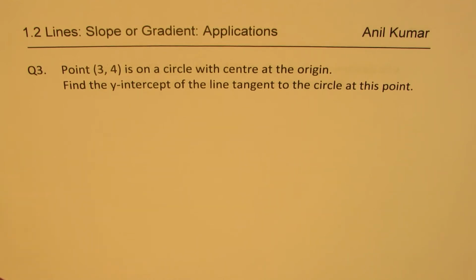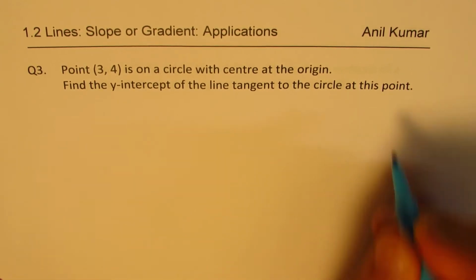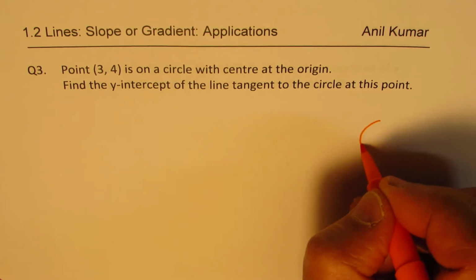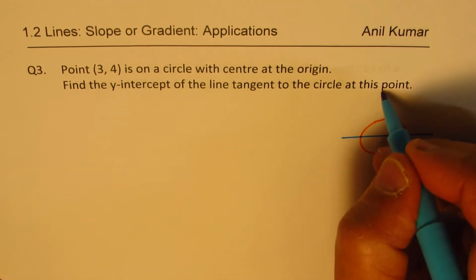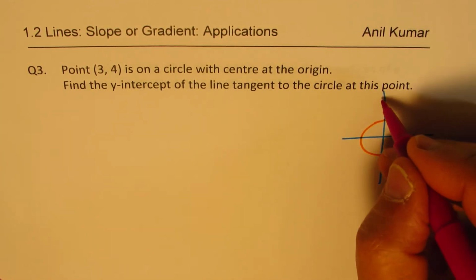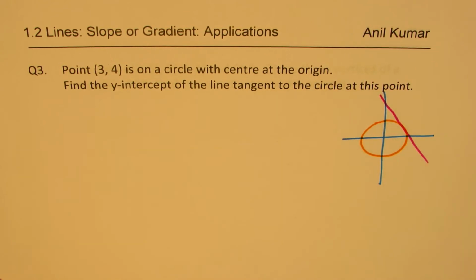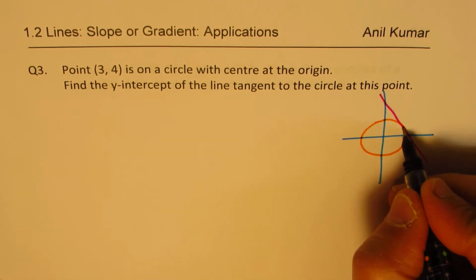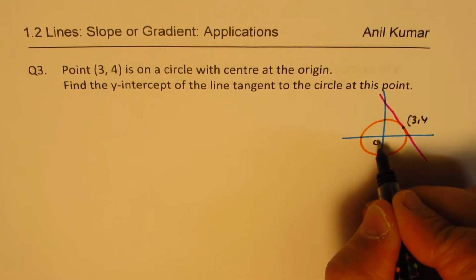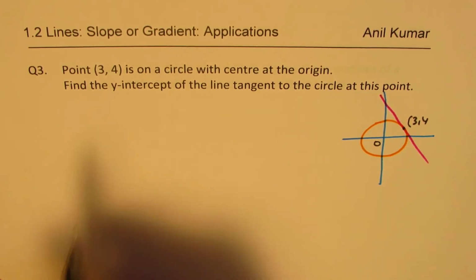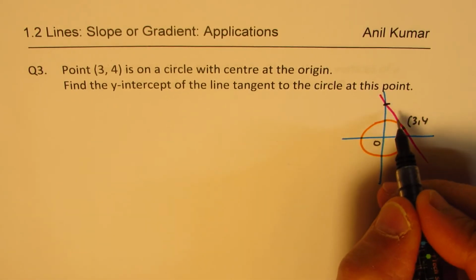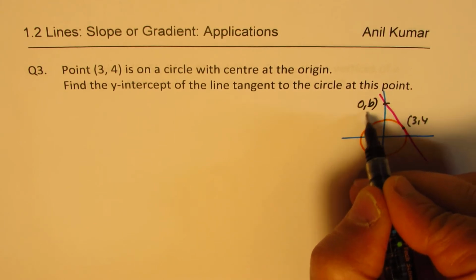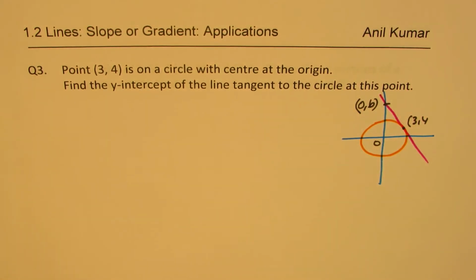Point 3, 4 is on a circle with center at the origin. So, okay, let's sketch the circle first. Now we'll make the axis. It's easier. Okay, and now the tangent. Okay. So you're saying there is a point here which is 3, 4. Center origin for the circle. Find the y-intercept of the line tangent to the circle at this point. So we need to find this point. So the y-intercept will have 0, b as the coordinates of the point.